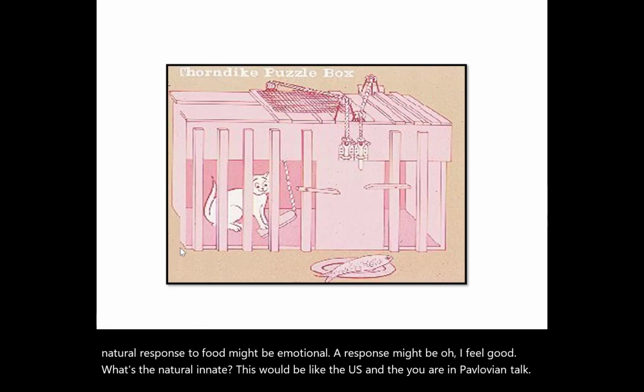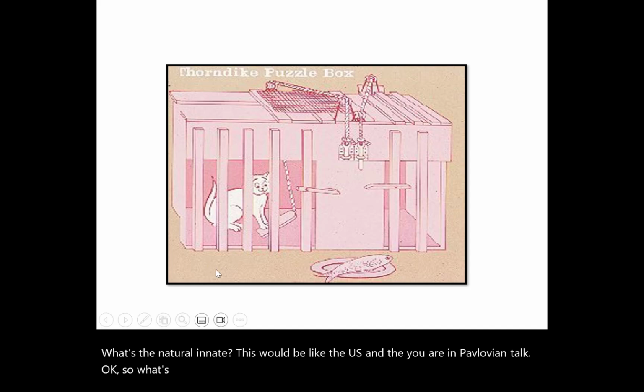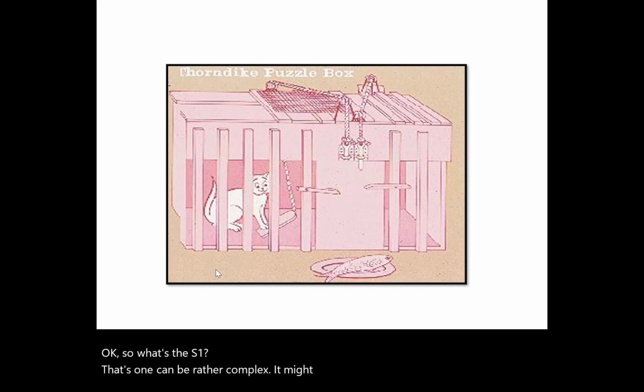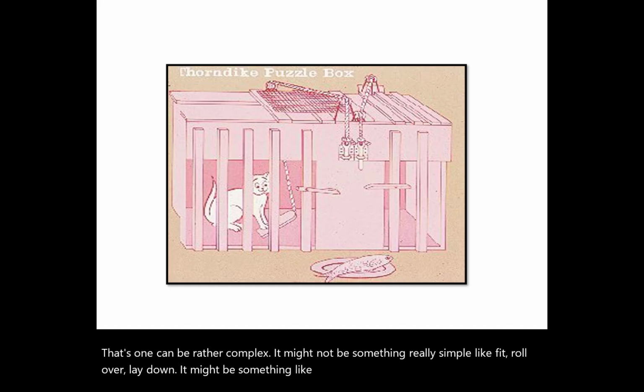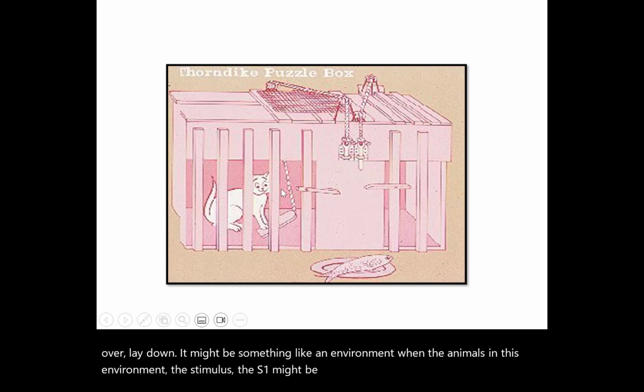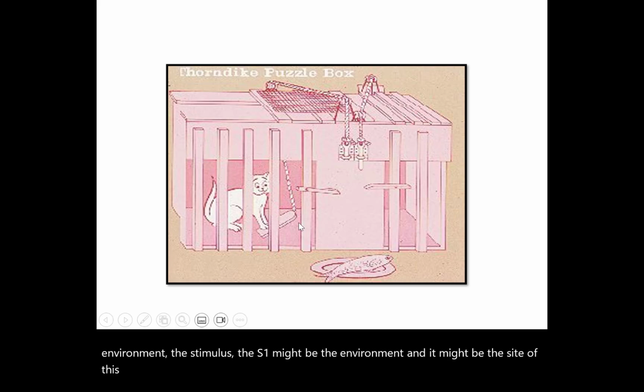Okay, so what's the S1? S1 can be rather complex. It might not be something really simple like sit, roll over, lay down. It might be something like an environment. When the animal's in this environment, the stimulus, the S1, might be the environment and it might be the sight of this manipulandum. What's the R1? R1 is pressing the lever. It's a response. It's an action, pressing the lever.